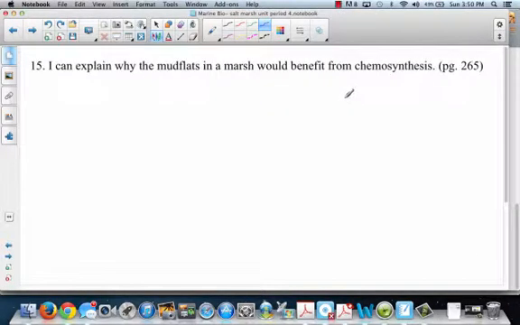Our last objective, 15: I can explain why the mud flats in a marsh would benefit from chemosynthesis. So turn to page 265 in your book, and I want you to read the paragraphs that talk about chemosynthetic bacteria. So pause this video and make sure you read page 265. All right, now that you've read the page, let's explain why they would benefit from chemosynthesis. First of all, what species is abundant? Look in your notes. Can you answer that?